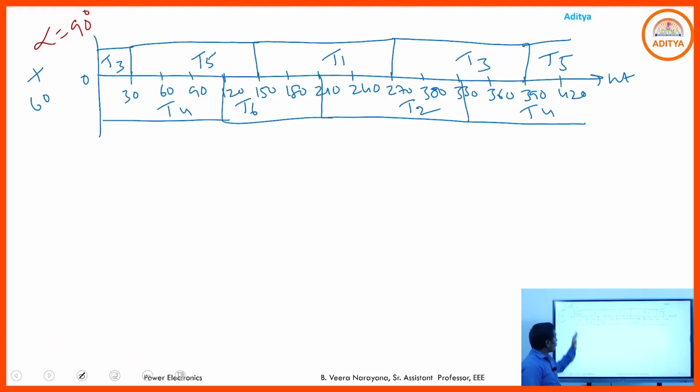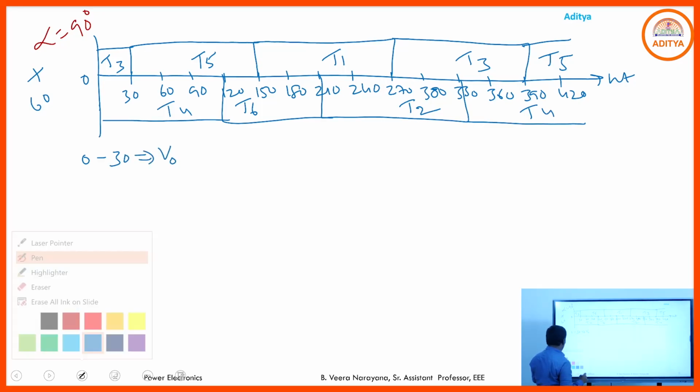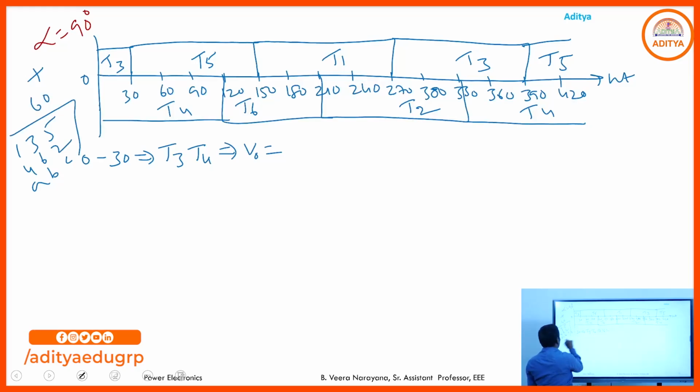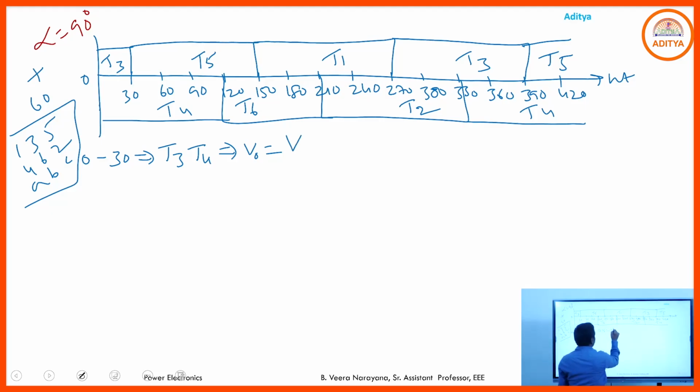Very simple. First, if you draw the timing diagrams, then it is easy to develop the voltages. Tell me now, 0 to 30, what is V0? 0 to 30, which are in the on state? T3, T4. Then what is the output voltage? T3, T4, so 3, 4: VBA.